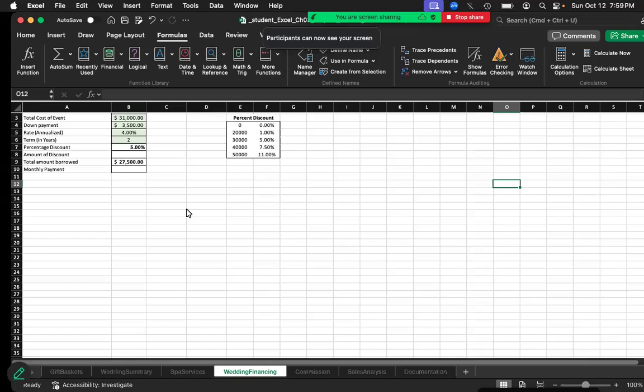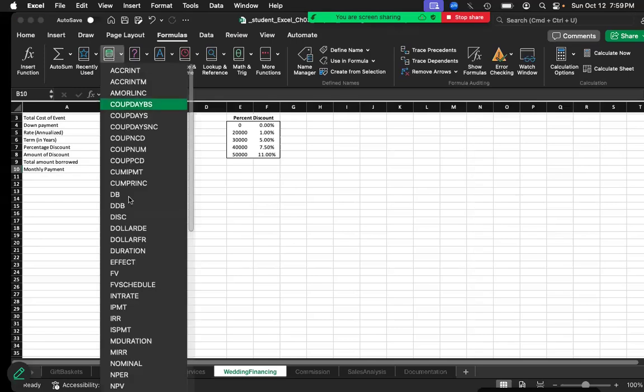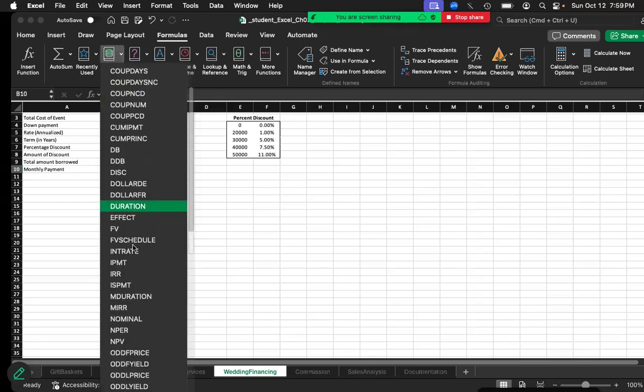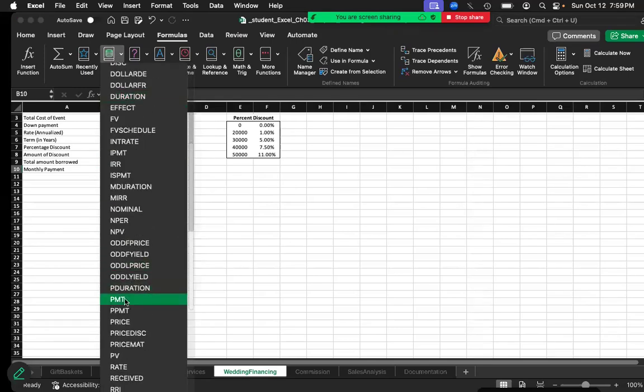Microsoft Excel, Chapter 3, Blue Box 15, to use a financial function. We're going to use a financial function to determine how much the person has to make on a monthly basis when they borrow 27,500. To do this, we're going to use the payment function. So if I go to financial, I can find PMT as in the payment function.